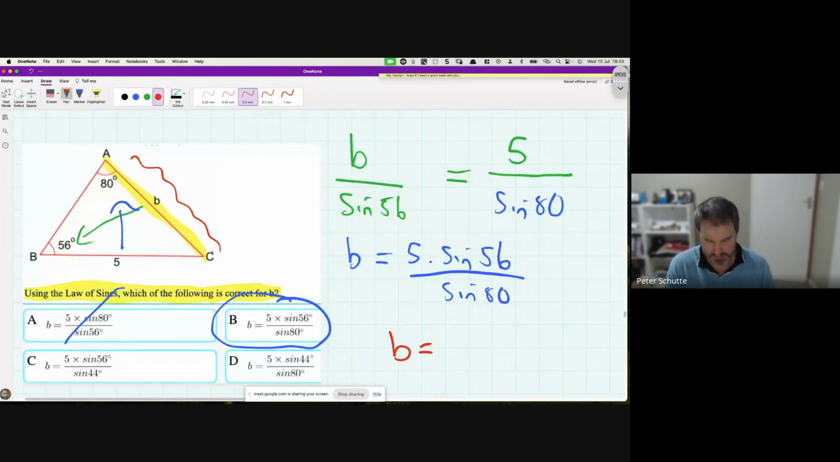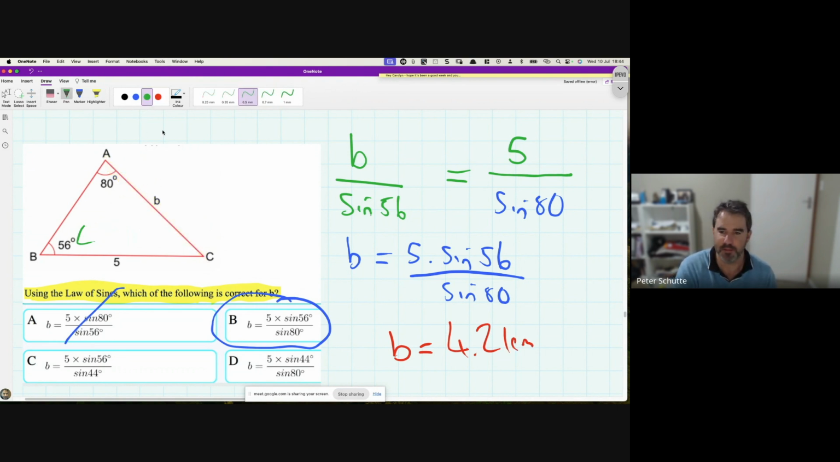So I'm going to put that in my calculator, and I'm going to get fraction button 5 times the sine of 56 over the sine of 80. And I'm getting 4.21 as my units, assuming they are centimeters.